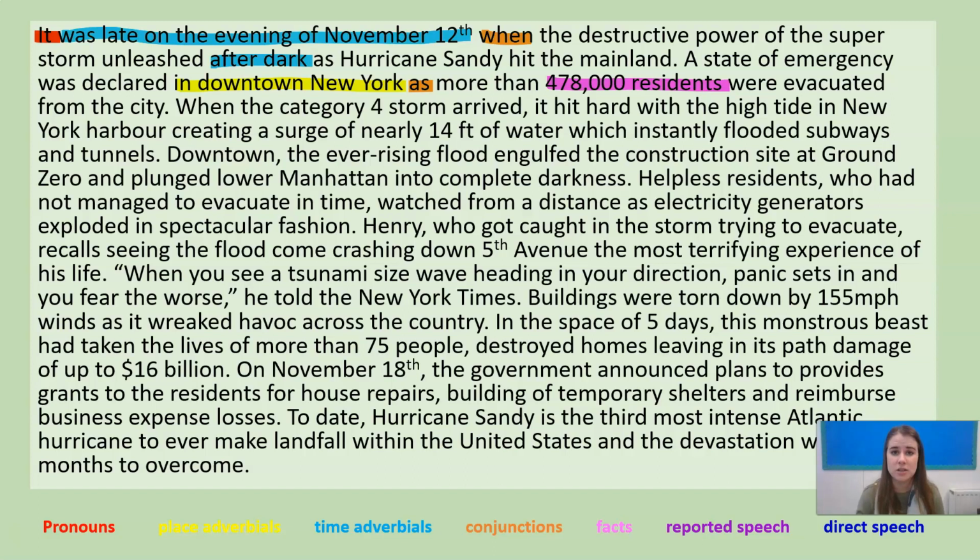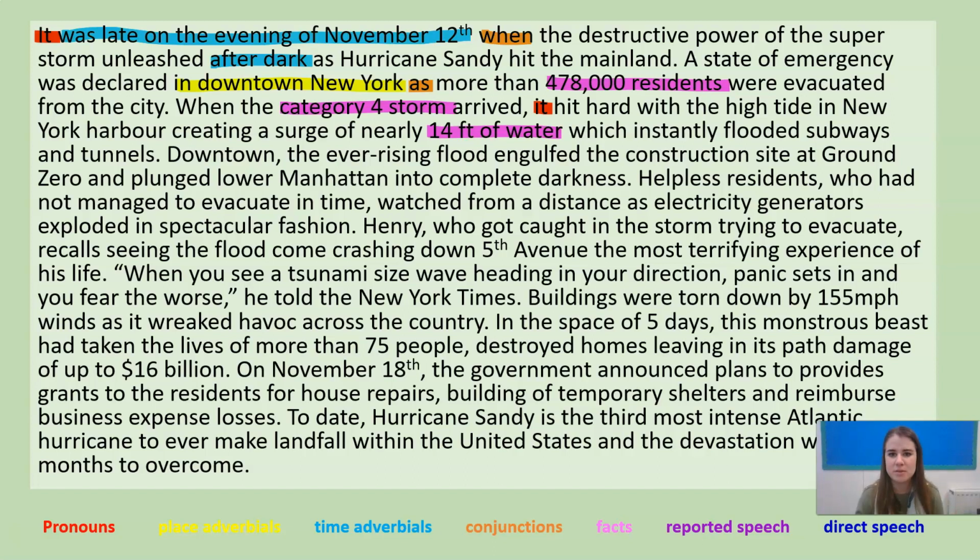Now I've taken this fact from my descriptions that I looked at from yesterday's lesson, so you might need your resource for that as well. Were evacuated from the city. When the Category 4 storm arrived, more facts, it hit hard with the high tide in New York Harbour creating a surge of nearly 14 feet of water. So here again, I've added a pronoun because I don't need to explain the Category 4 storm again.